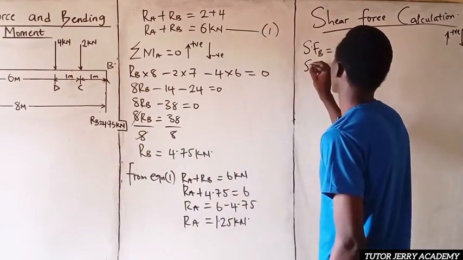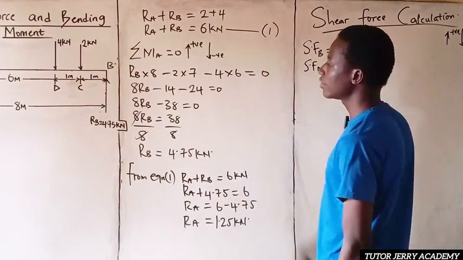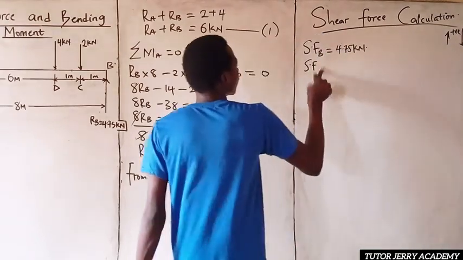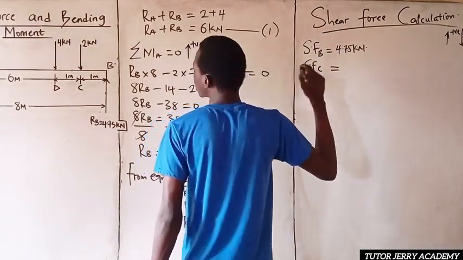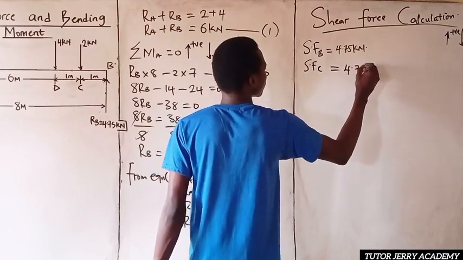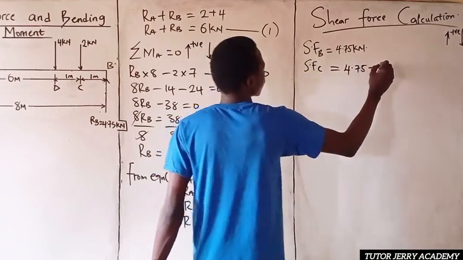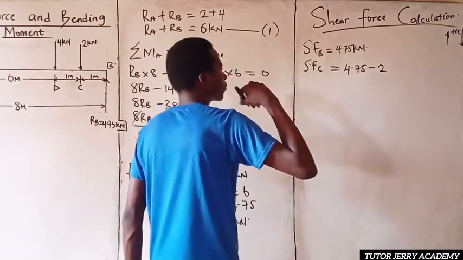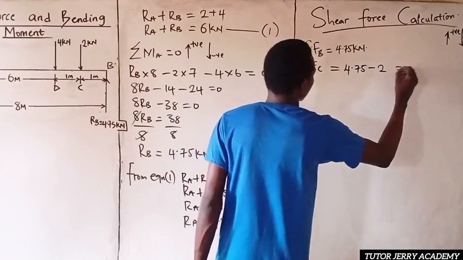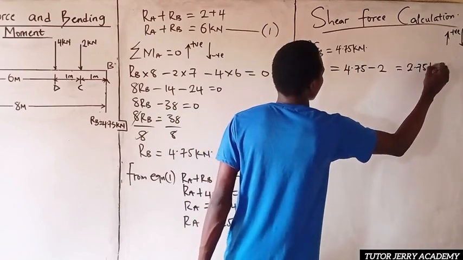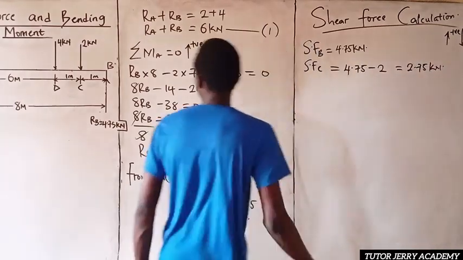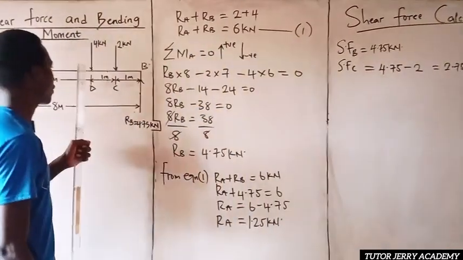So our shear force at point, at point C rather, will be equal to 4.75 minus 2. 4.75 minus 2 is nothing but 2.75. So this is equal to 2.75 kilonewton.